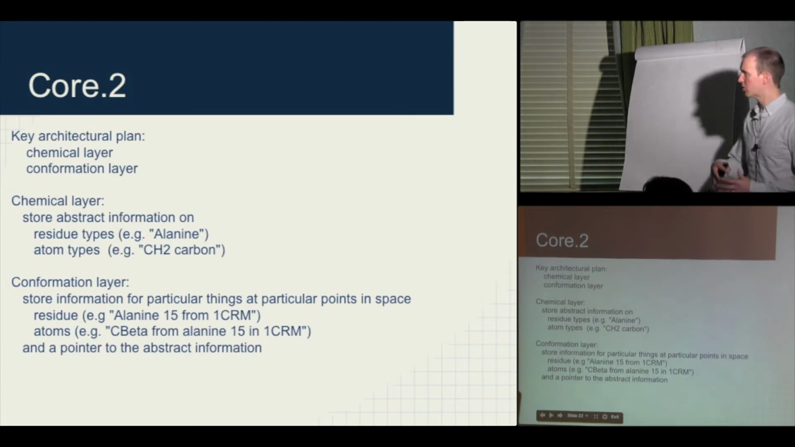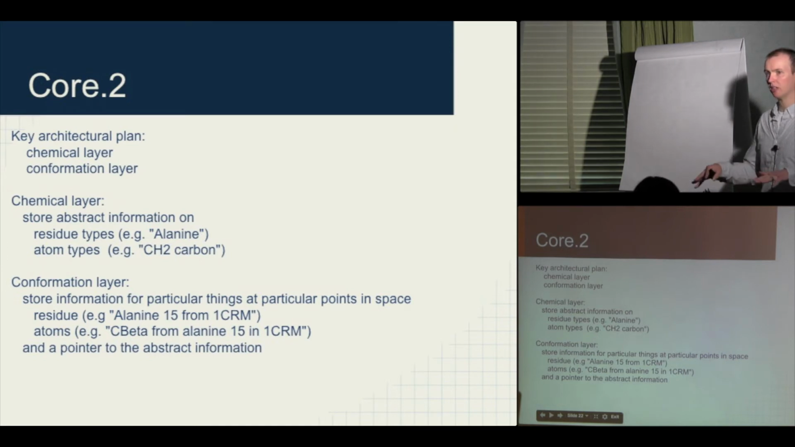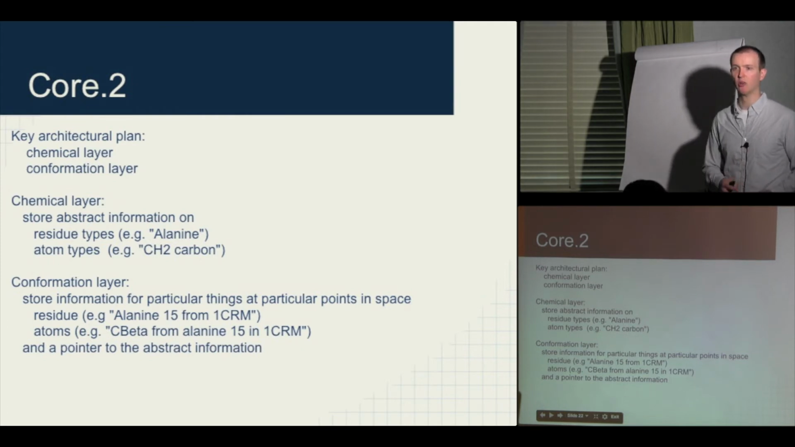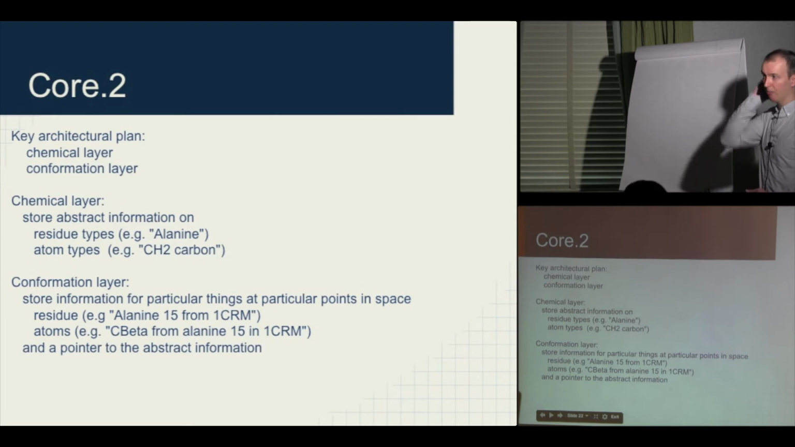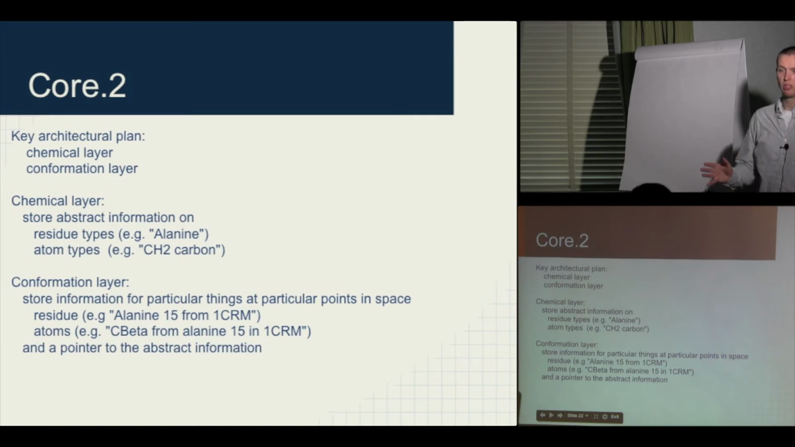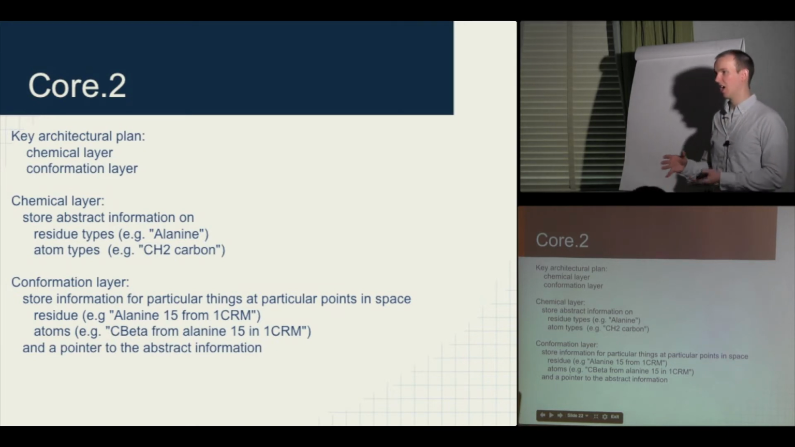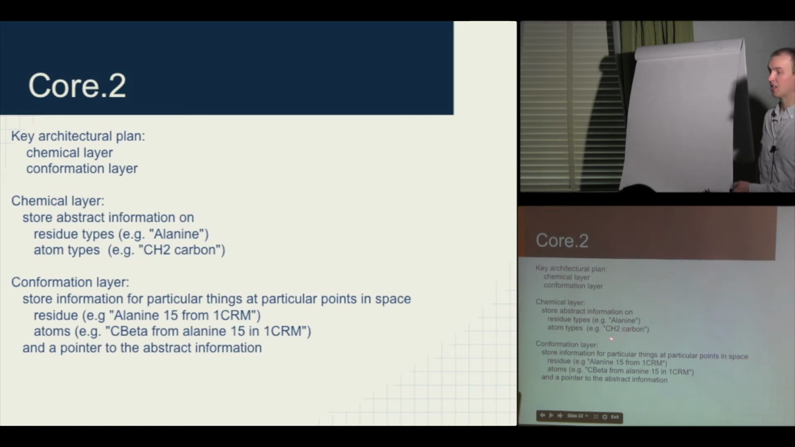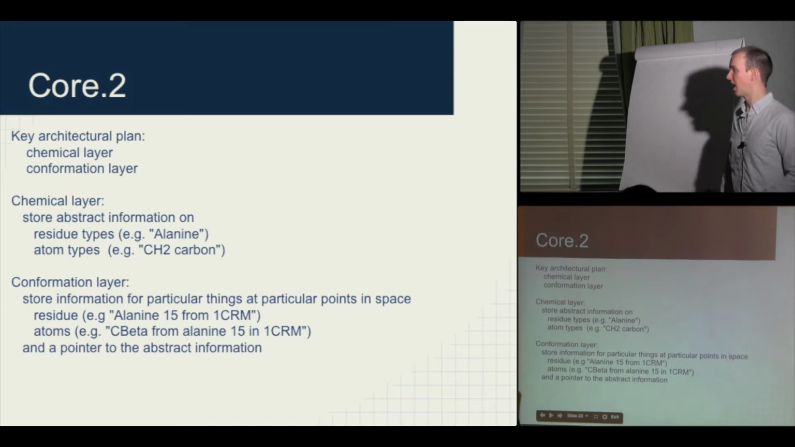One of the key architectural decisions that we made was to separate the chemical representation of the structures that we have in Rosetta from the conformational representation of them, which is to say that we have in our chemical layer something like abstract information. We store that in residue type objects. So a residue type will be something like alanine, and it's kind of its idealized platonic form floating off in space. Atom types would be something like a CH2 carbon, where it's not in any particular structure or bound to anything else except that it's probably got 2 attached hydrogens, and the other things that are attached to it are not hydrogens.